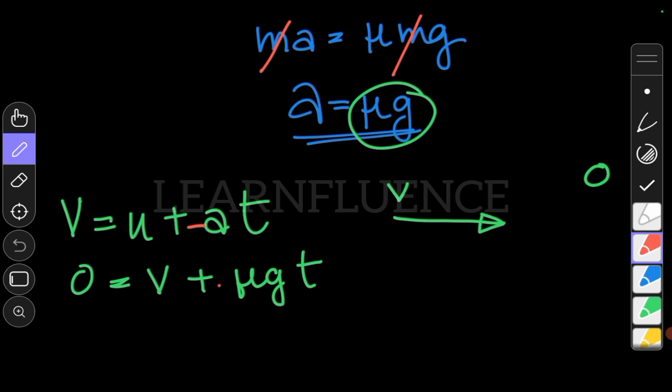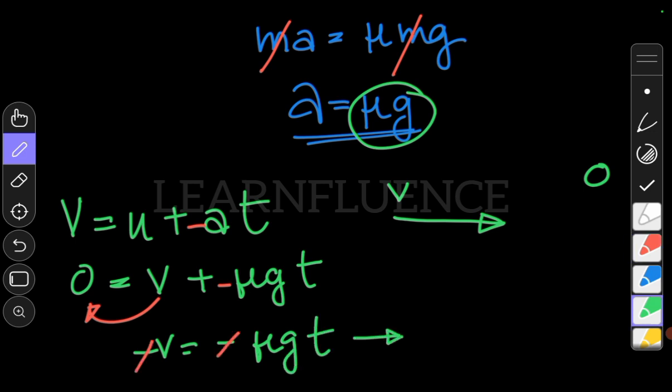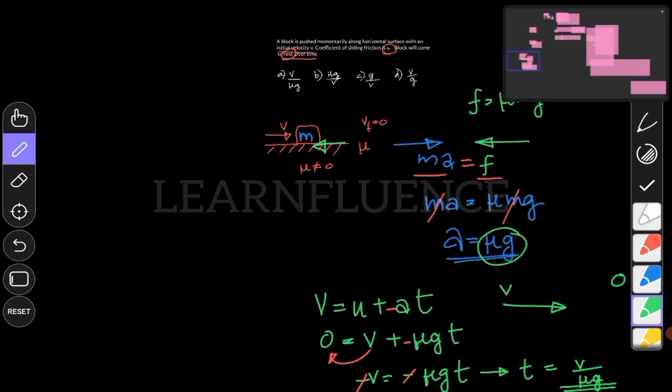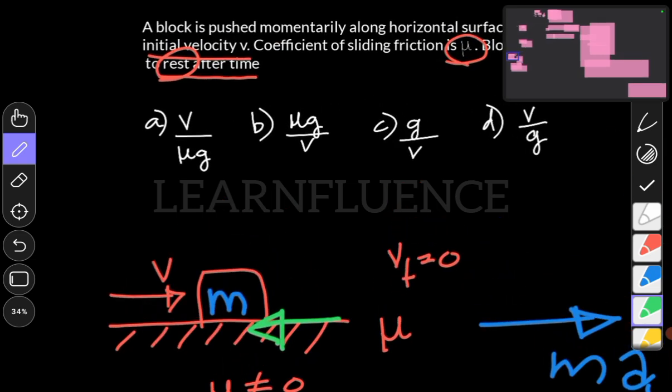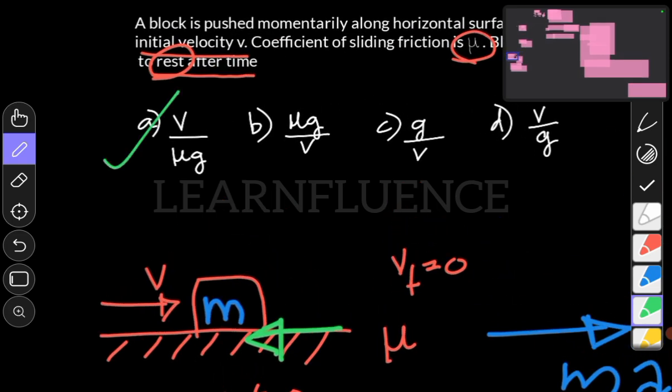So we will have to give the same symbol here also, and taking this v to the left hand side of the equation, we get minus v is equal to minus mu g into t. On cancelling the negative signs on both sides, we get time t is equal to v by mu into g. This would be the time required by the body before coming to rest. That is actually option A. Hope you understood.